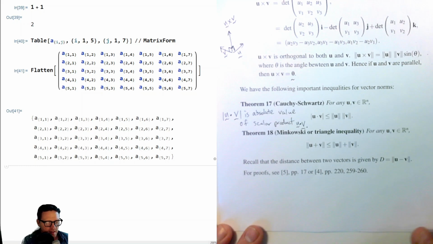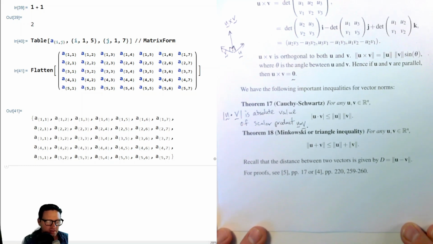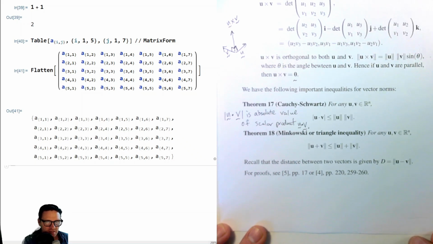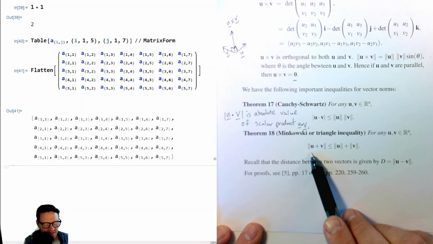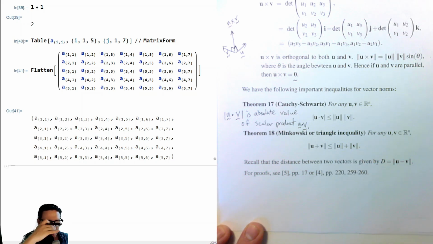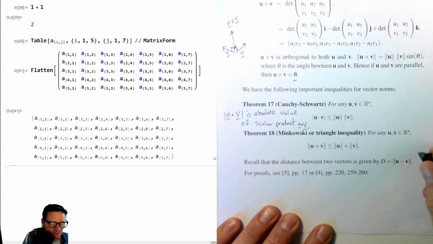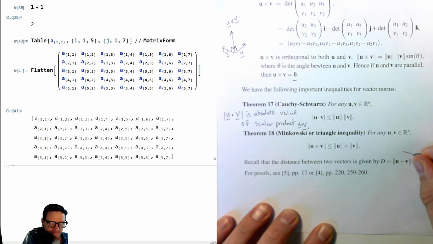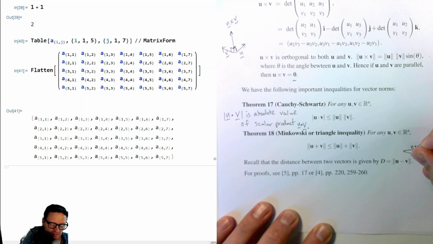Theorem 18, the Minkowski or triangle inequality. For any vectors u and v in n-space, the norm of u plus v is less than or equal to the sum of the norms of u and v. Now, how do we get the name triangle inequality? Well, draw yourself a triangle where the sides are vectors. Let's put a u for this one, a v for this one, and then let's come across here and write the sum of u and v. So u plus v.